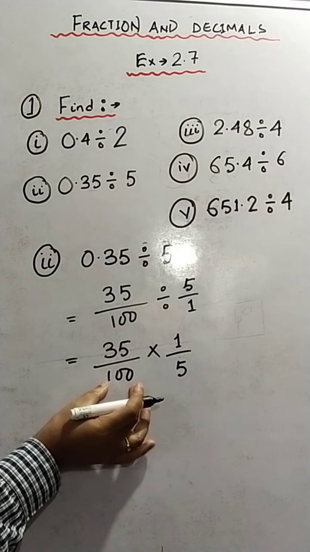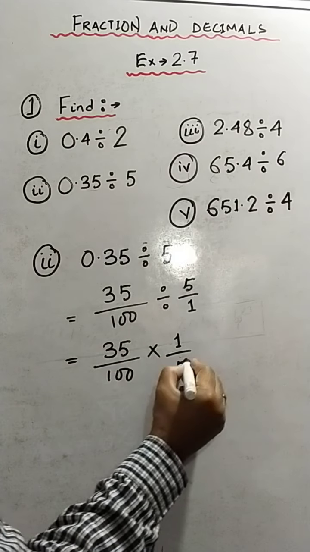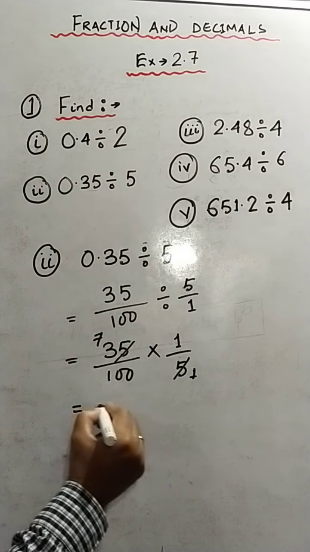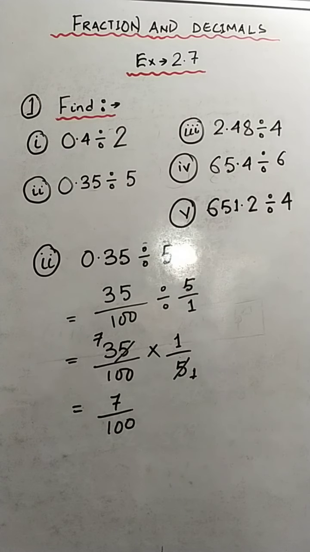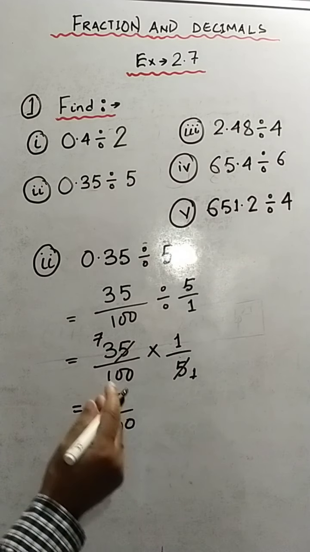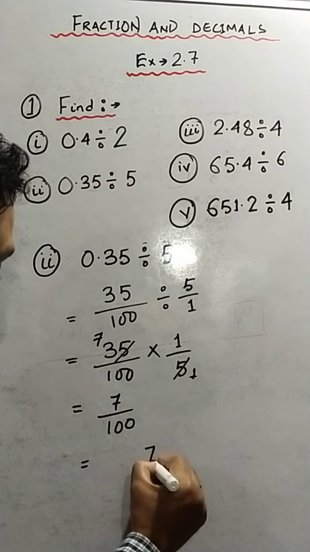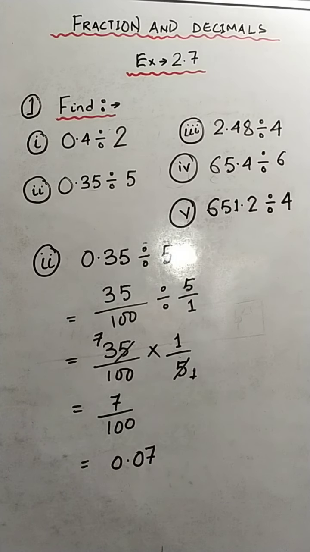So I said you will not reduce this part, rather you will see these two numbers. Okay, so 5 ones are 5, 5 sevens are 35. So what do we have now? 7 upon 100, isn't it? 7 upon 100, and now again you have to convert this fractional form to a decimal form. That means we will have the answer as 0.07. So this is your final answer of sum number 2. So now let's move on to sum number 3.